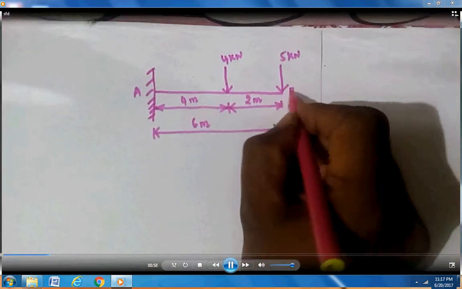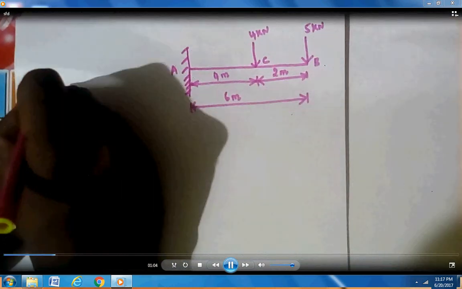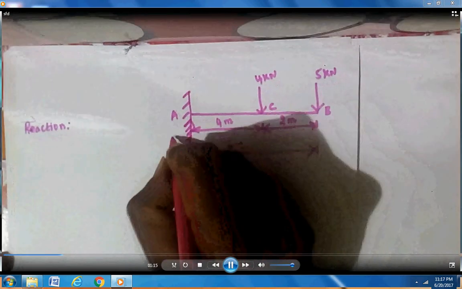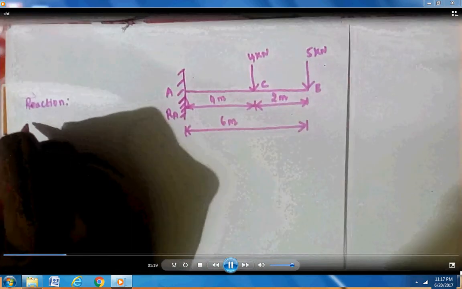The fixed point is A, the free end is B, and the other point is C. First calculate the reaction. Here there is only one reaction because there is only one support, that is RA. The support is at A, so that reaction is RA.